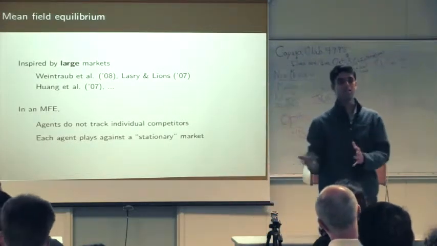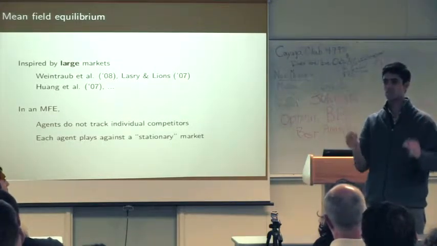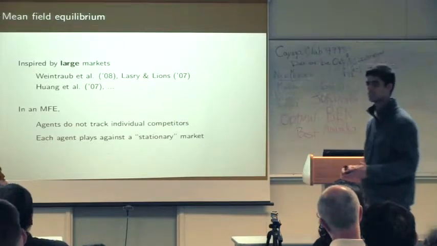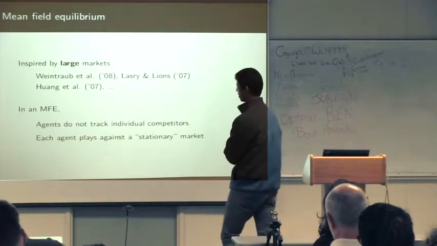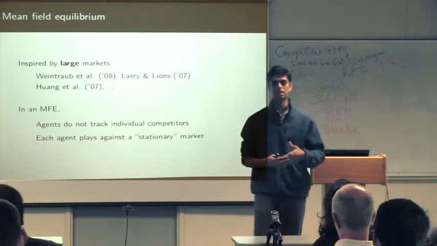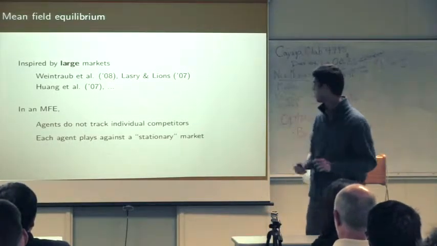And this main idea comes basically from statistical physics, where you analyze a molecule of a gas, assuming that the rest of the gas has nice macro properties. So as I mentioned, in a mean field equilibrium, the agents do not track each and every competitor, but instead assume that the rest of the market is stationary.